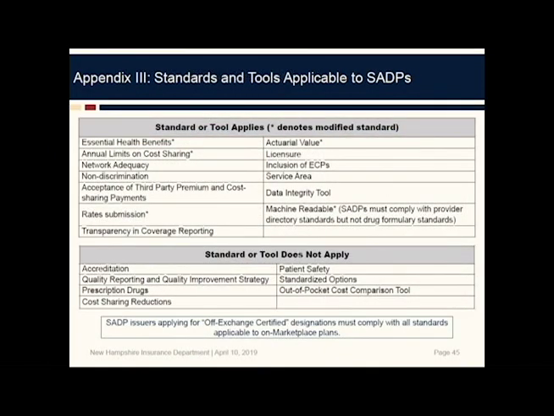The standards and tools that are applicable to SADPs are listed below. Please note the asterisks denote a modified standard from the QHP standard. The standard or tool does not apply to accreditation, quality reporting, and quality improvement strategy, prescription drugs, cost sharing reductions, patient safety, standardized options, or out-of-pocket cost comparison tool. Please note that the SADP issuers applying for off-exchange certified designations must comply with all standards applicable to on-marketplace plans. Next slide, please.